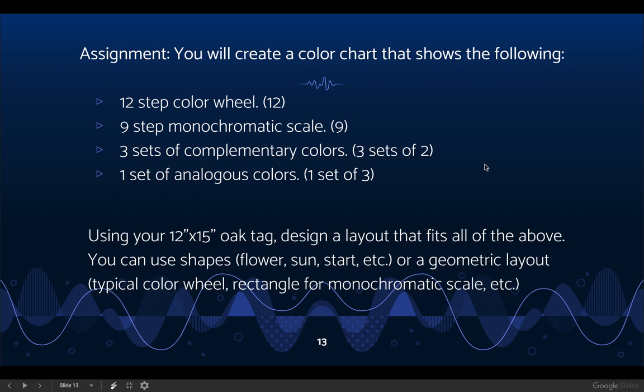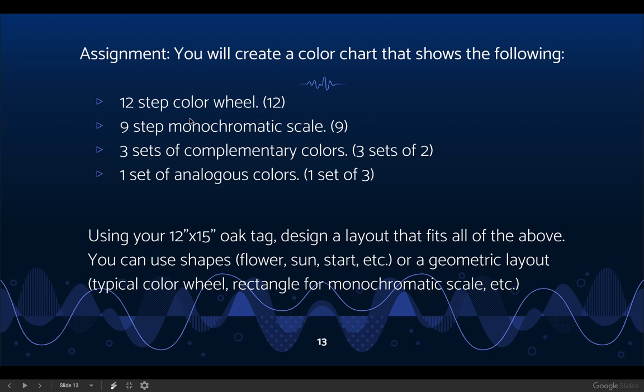And keep in mind the size that you're making it. Because your paper is only 12 by 15, if you're making things too big, they're not all going to fit on the same page. So the first thing I would lay out is your 12-step color wheel, because that's going to be your biggest, and then fit these things around it. You can divide it up however you want on the page. It does not have to look like my example, which I'm going to show you next.